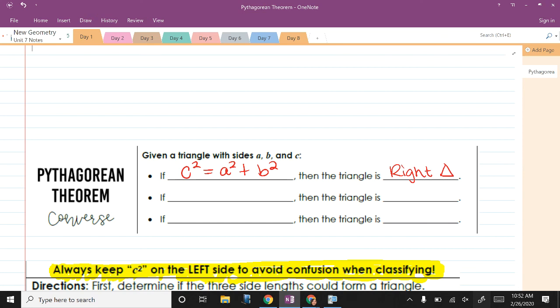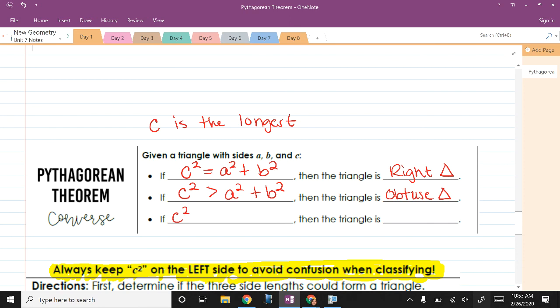C is going to be your longest side, whether it's a right triangle or not a right triangle. If C squared is larger than the squares of the two smaller sides added together, then you're going to have an obtuse triangle. If c squared is larger than a squared plus b squared, it's an obtuse triangle.